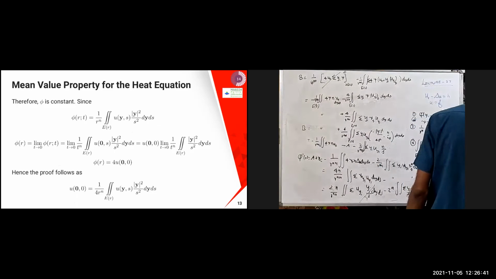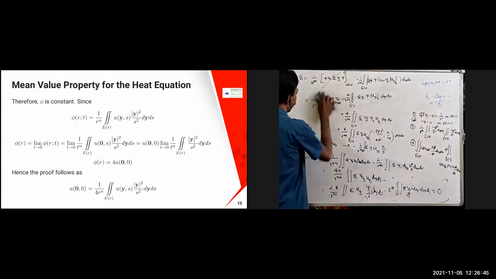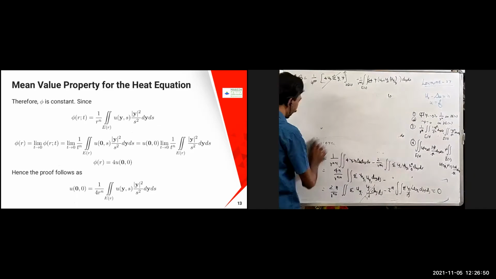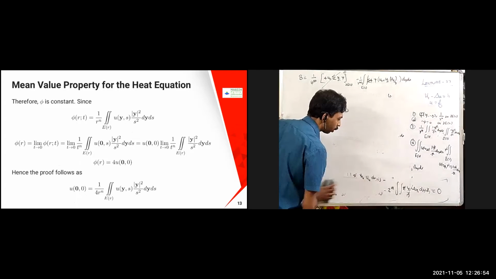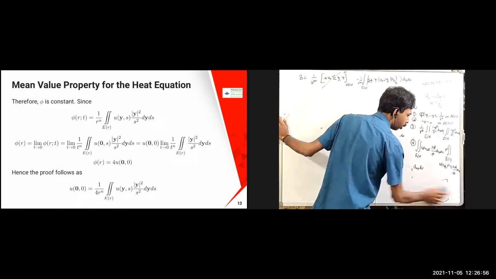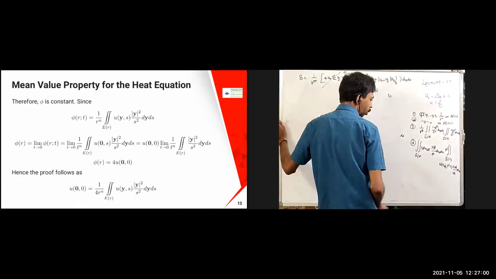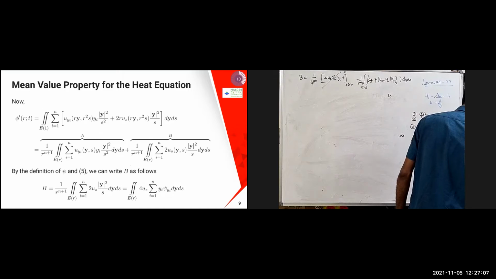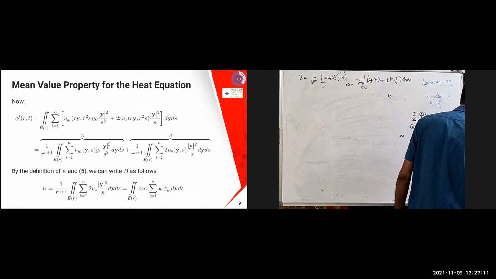So therefore your pi dash of r is 0. Pi dash of r equal to 0 means pi is constant. Therefore your pi is going to be constant. Since pi is constant, what is your pi? We have defined it this way. Remember that pi of r comma t is defined this way: u of r comma y, r square s, etc. The same thing I am going to take.